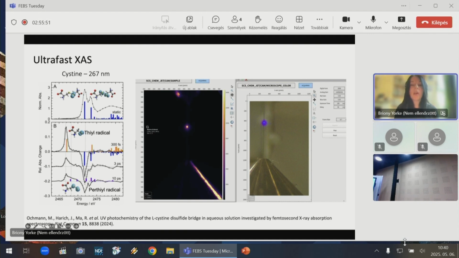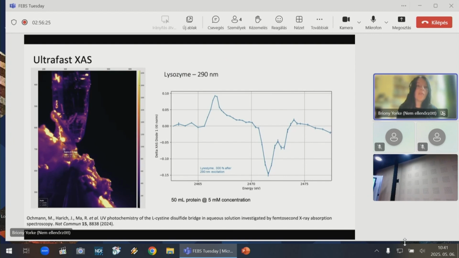So to do these experiments, we've used the PAL-XFEL, SwissFEL, and EuXFEL. These photos are taken from the experimental setup used at EuXFEL. It's pretty much the same setup. We have a jet of protein and our laser excites through the jet, and then after a particular time delay is followed by our XFEL pulses. So for cystine, the jet worked really well. These experiments were quite easy to perform. However, for the proteins, it's much more difficult.